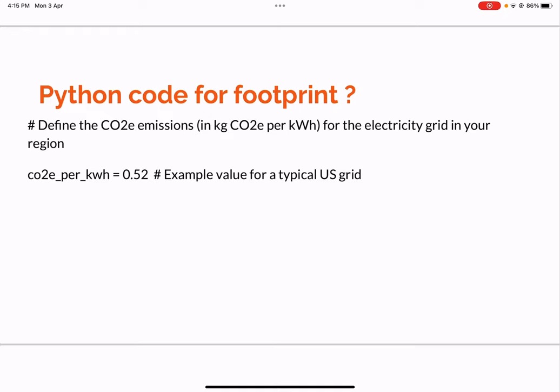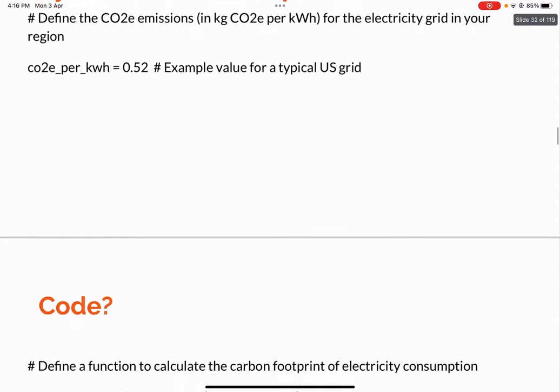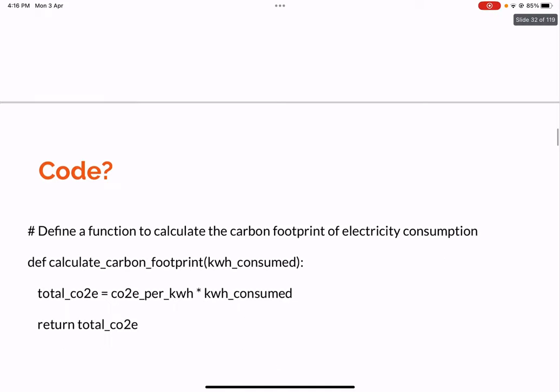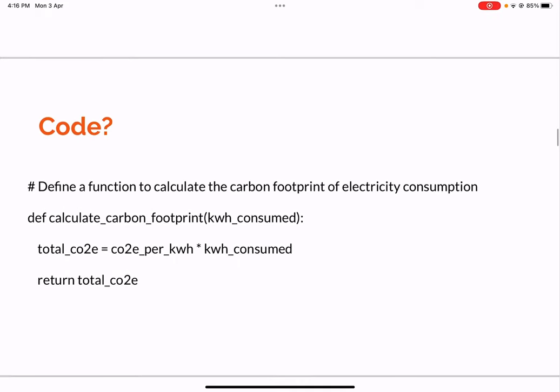So what is the input? The input is you define the CO2 emissions in kgs of CO2 per kWh for the electricity grid in your region. And if you remember, our carbon footprint calculator is asking for some information regarding the region where you are staying, the location where you are staying. The reason is we need to put in this CO2 equivalent per kWh for that particular grid. This is a very important emission factor which is central for our calculations of carbon footprint from the electricity use.